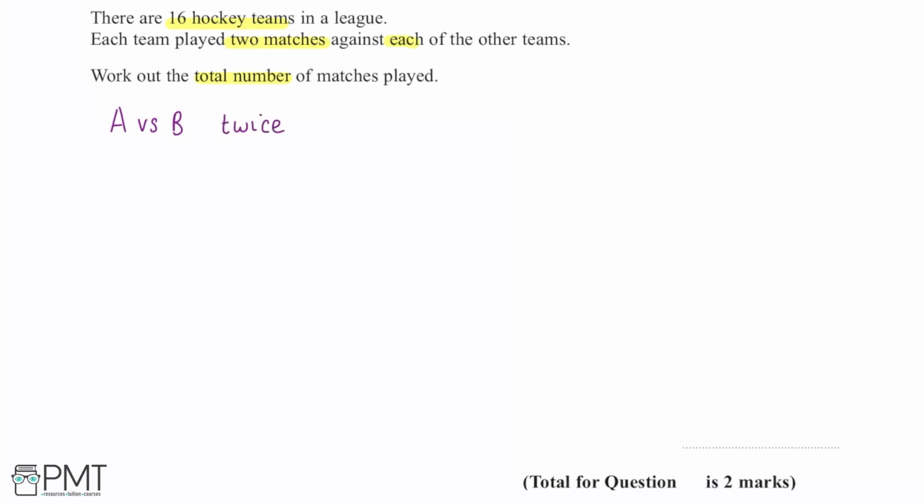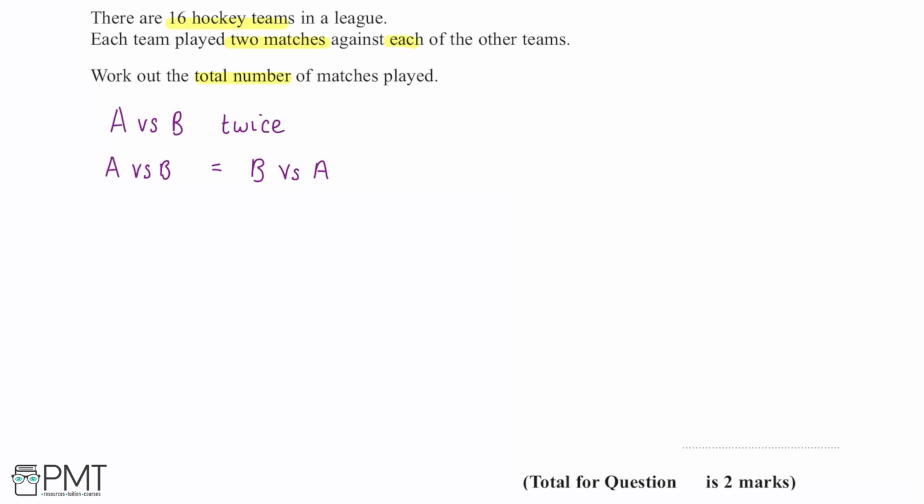However, what we need to be careful of here is that A playing against B is the same thing as B playing against A. So although each team is playing 2 matches against each of the other teams, these are all going to be counted twice because A playing B is the same as B playing A. So it's counted when looking at the teams that A is playing and when looking at the teams B is playing. So we're actually going to need to halve the number that we think it's going to be, basically.